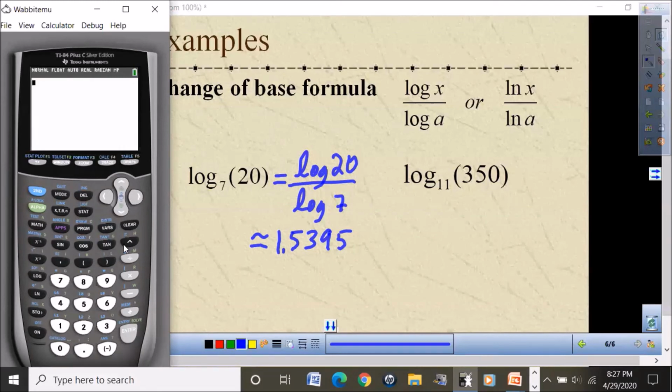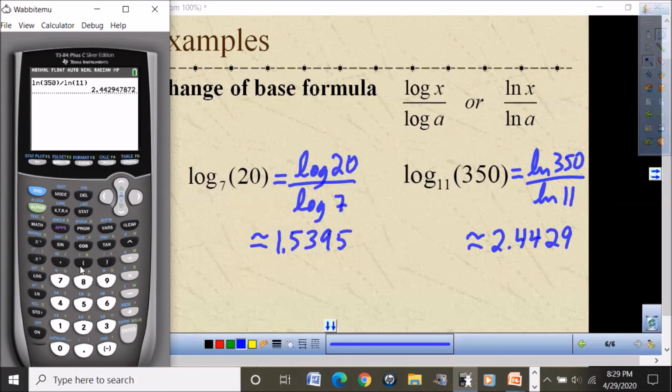To find log base 11 of 350, we'll either need to stick with the log button or stick with the natural log button, your choice. The calculator tells me that natural log of 350, close parentheses, divided by natural log of 11 is approximately 2.4429. So hopefully this section has given you a good idea of how to use the log button and the natural log button on the front of your calculator to solve problems.